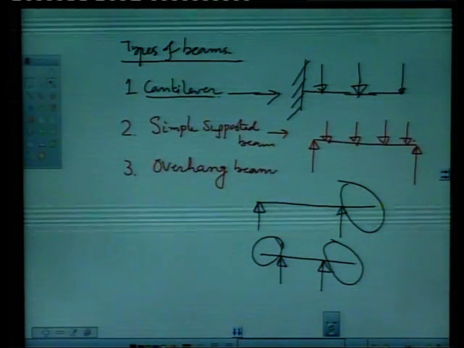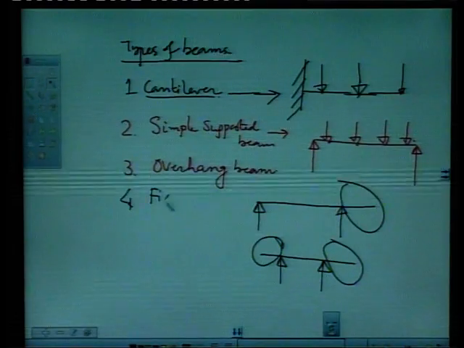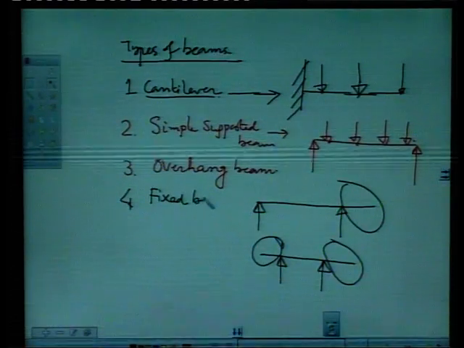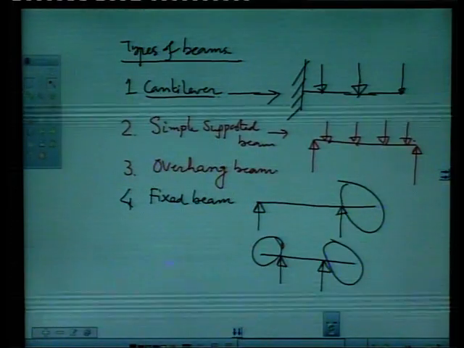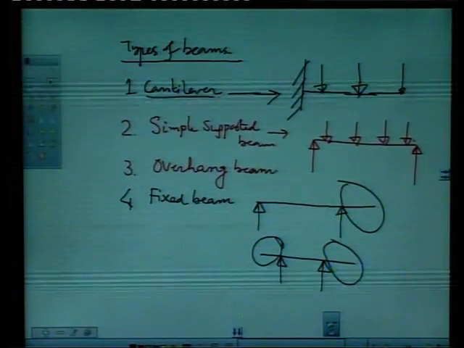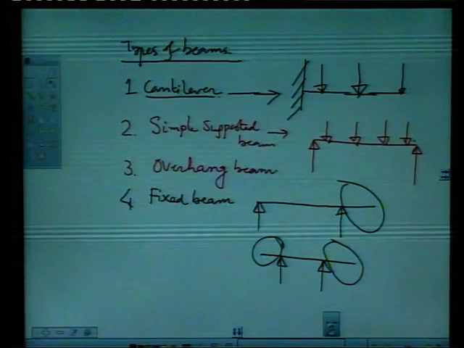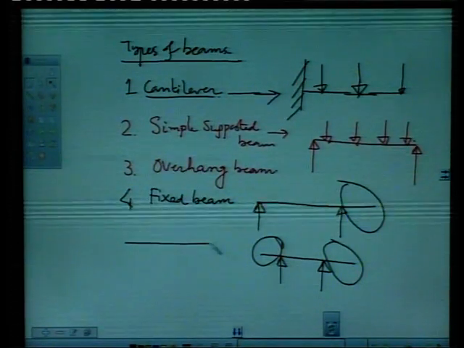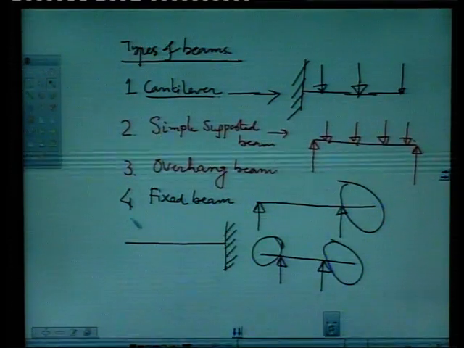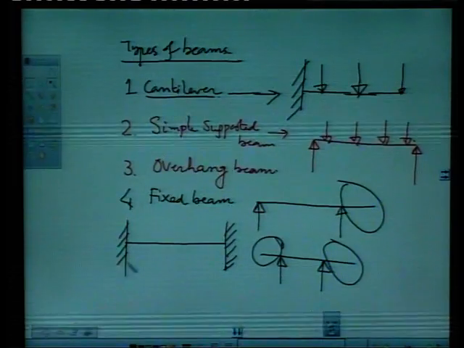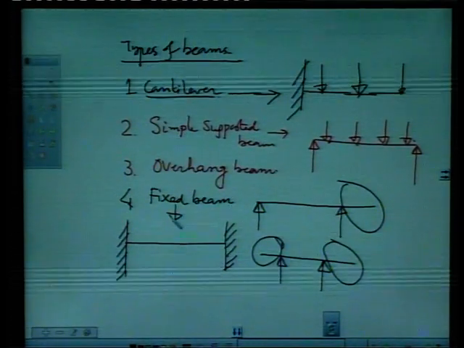Clear? And the fourth kind of beam is the fixed beam. F-I-X-E-D. Fixed beam. That kind of beam, my dear friends, whose both ends are fixed. This is the beam, this end is fixed, and this end is also fixed. This kind of beam is called a fixed beam.